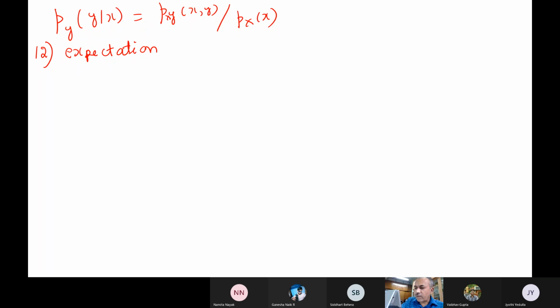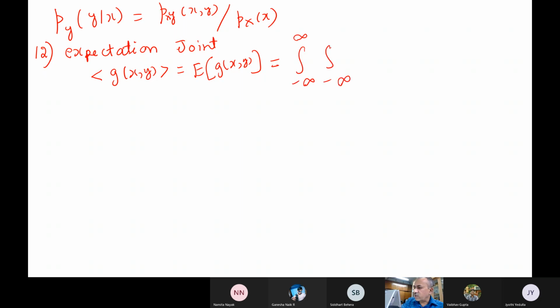So that was for one dimension. Now here you are having two random variables, so you will be having joint expectations. We denote the expected value of g of x comma y, and it is defined by this integral: minus infinity to infinity, minus infinity to infinity, g of x comma y, p xy of x comma y, dx dy. So this is the joint expectation, the expectation operator we write for a two-dimensional random variable.